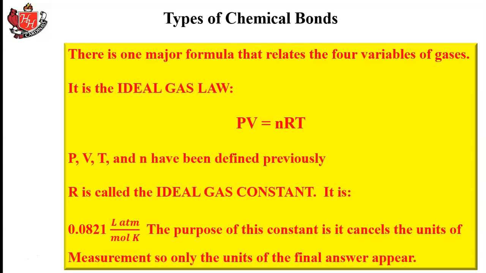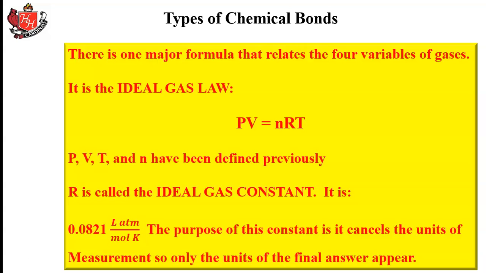Okay, there's one major equation that relates the 4 variables of gases, and this is really the only major equation in studying gas laws. It's called the ideal gas law, and it says PV, pressure times volume, equals nRT, number of moles, times R, the gas constant, times temperature. So P, V, T, and n have already been previously defined. That's pressure, volume, temperature, and number of moles, basically how many particles you have in the container.